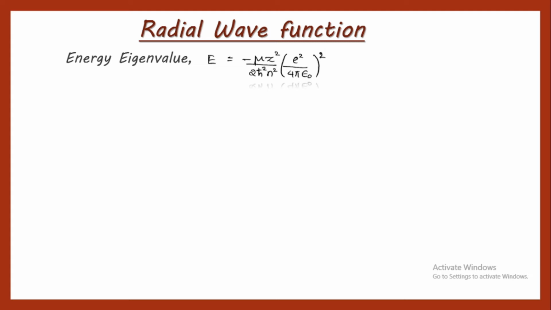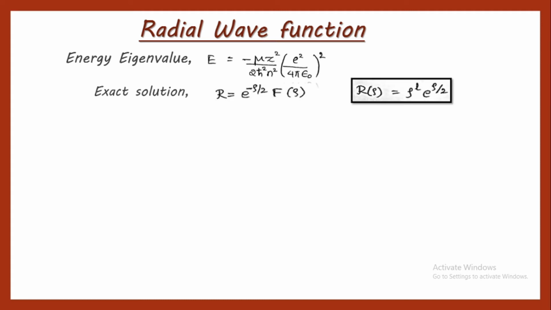We also found the radial equation. First we started with the asymptotic solution, where we got R equals e raised to minus rho by 2, and from the asymptotic solution we worked out what the exact solution might be. So we introduced the term f of rho, and by using the power series method we found f of rho equal to rho raised to L into e raised to rho. When you substitute the f of rho value in R, we get R of rho equals rho raised to L into exponential of rho by 2. So this was the solution of the radial wave function.